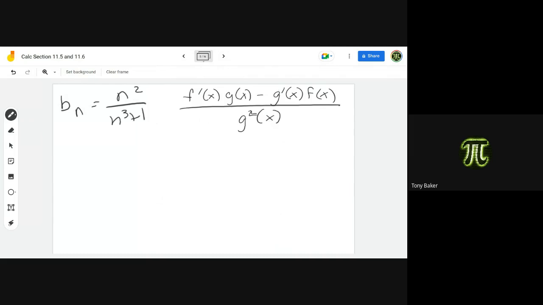All right. So basically, find the derivative of the top and the bottom, and then we plug them in. What's the exponent of g? 2, it's squared, because you square the bottom. So the derivative of n squared is 2n. And the derivative of g, n cubed plus 1, is 3n squared.